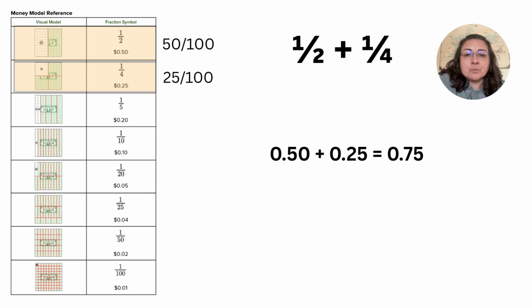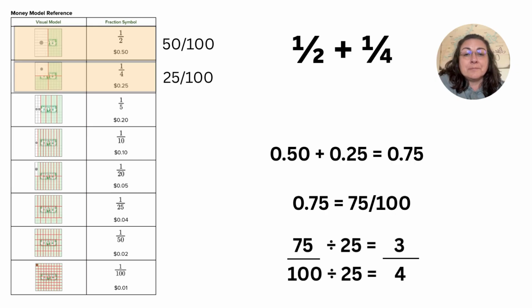Since the problem is written as fractions, I should write my final answer as a fraction too. So I need to convert this decimal back to a fraction. I write it the way I say it, 75 hundredths, because it sits in the hundredths place value. And I need to then simplify it down to 3/4.